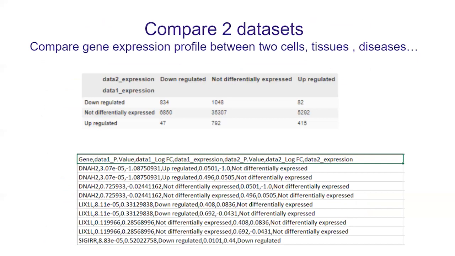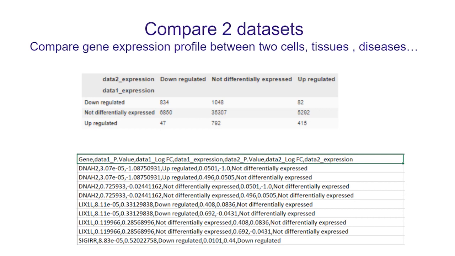So we do have the second pipeline. It takes as input 2 CSV files of gene expression. So it also performs the identification of the differentially expressed genes as the first pipeline. But in addition, it also compares the 2 data sets.